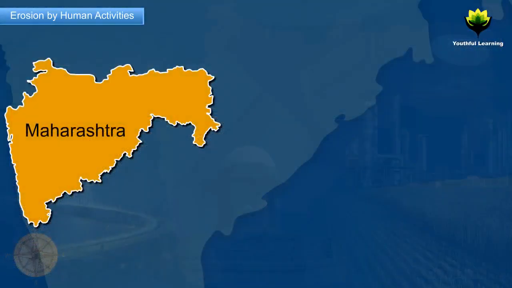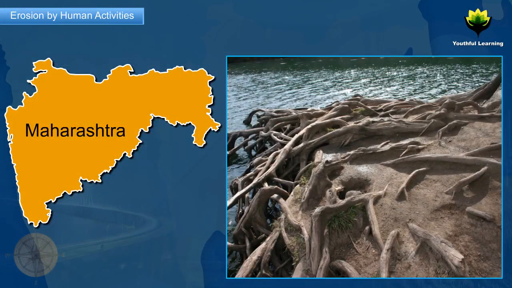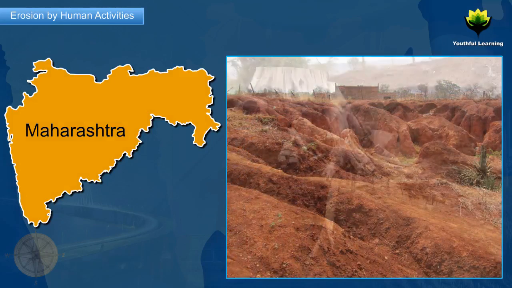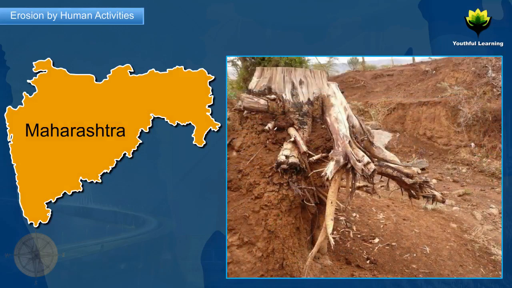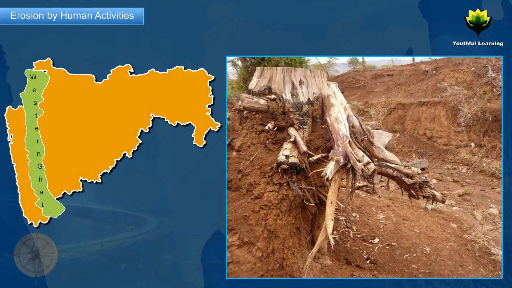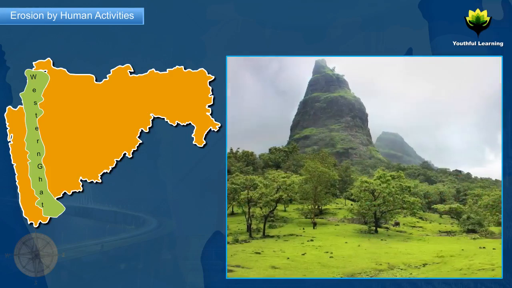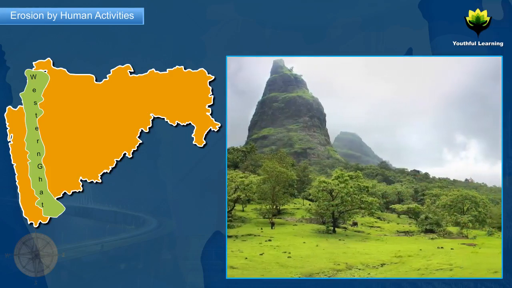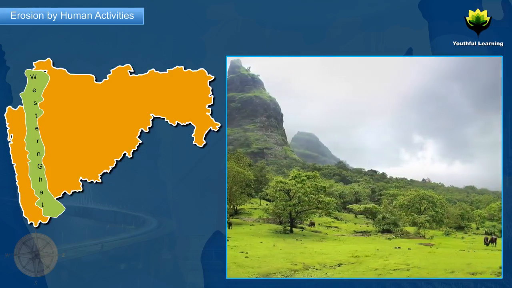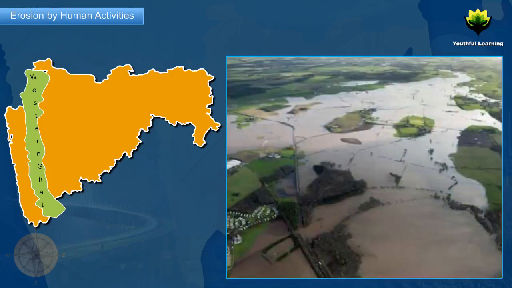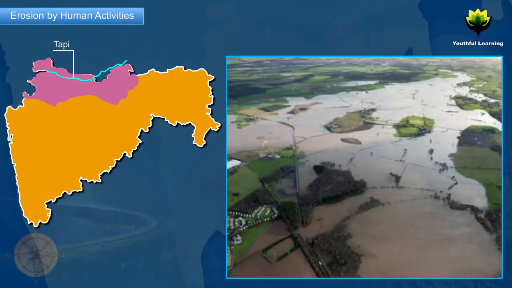In Maharashtra, though the problem of soil erosion exists in almost all parts, it is severe in the Western Ghats region, which experiences heavy rainfall and has steep slopes. It is also severe in the floodplain areas of Tapi.